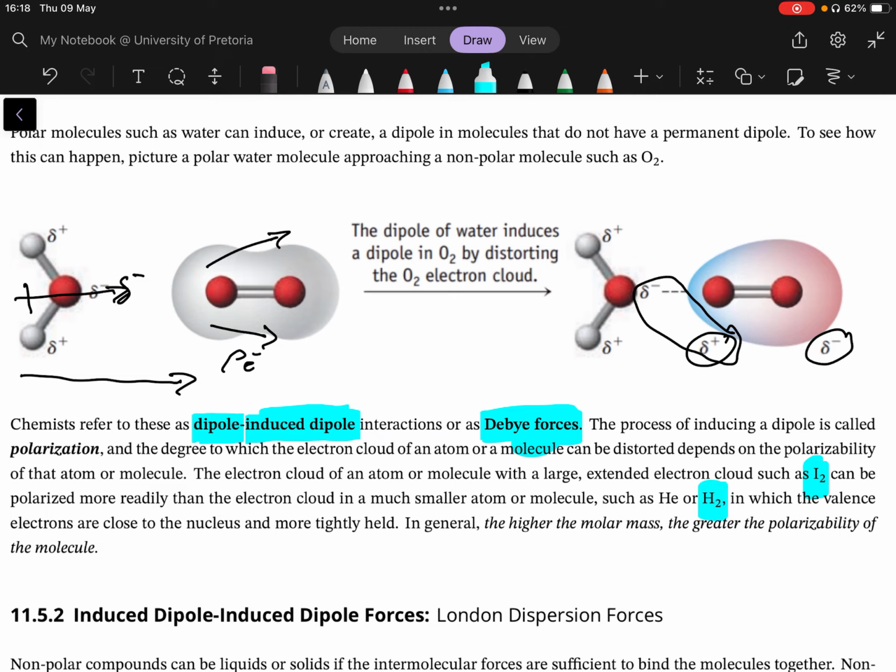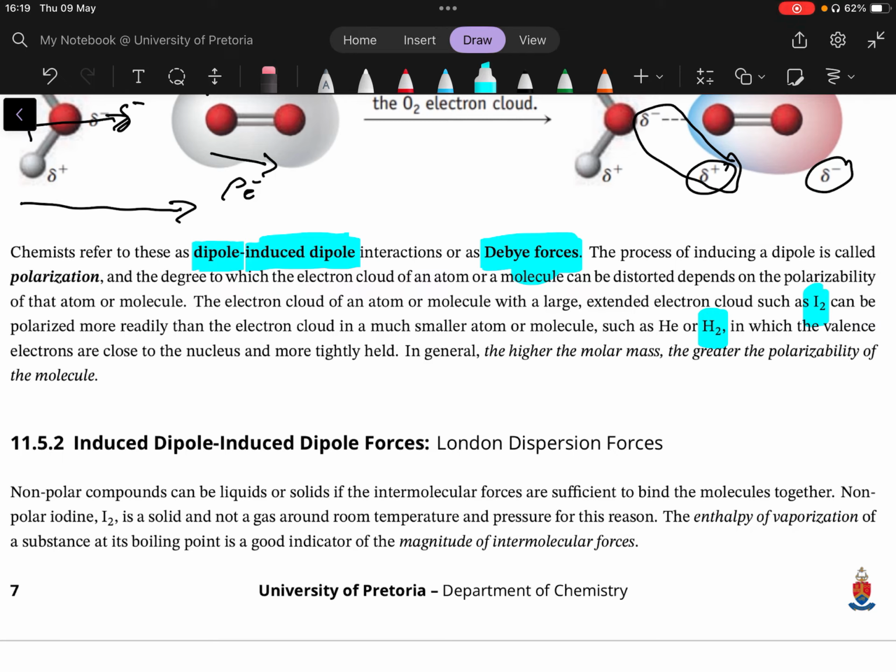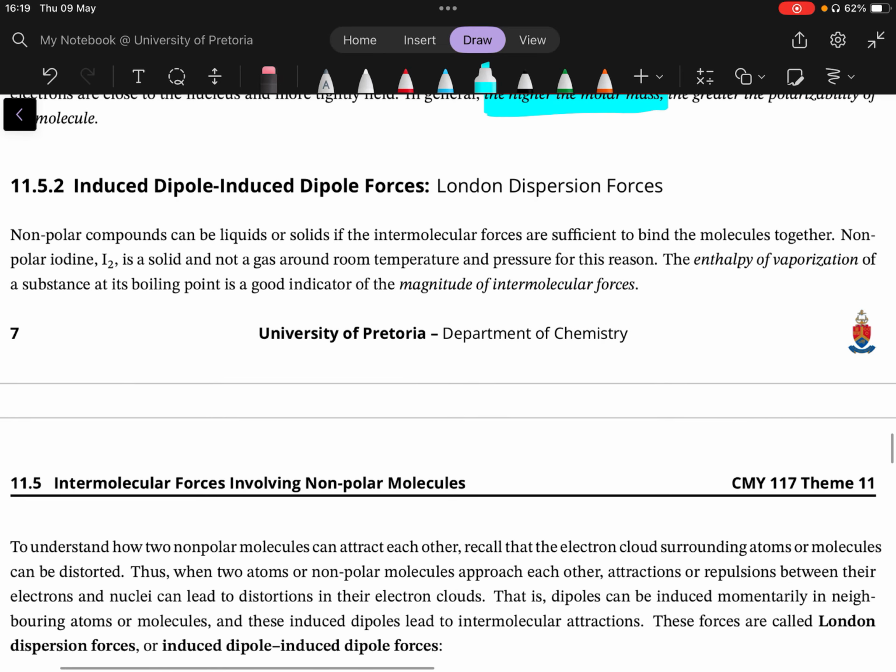So the larger the atoms that your non-polar molecule consists of, the more easily it is polarized, and hence the stronger the dipole-induced dipole interactions it will have. Okay. Other indications, so we said larger. What is the indication in chemistry of larger? It means the molar mass. So the greater the molar mass, the greater the polarizability of the molecule is. So that is polar with non-polar.